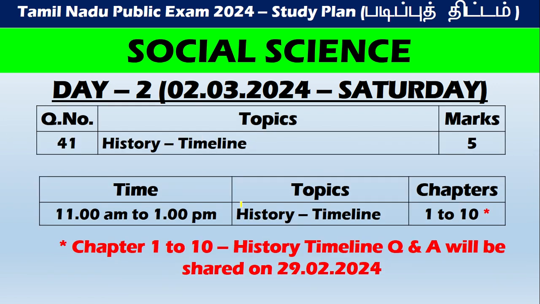So next one is history timeline. So history timeline பார்த்தீங்கன்னா அதுக்கு ஒரு 5 மார்க்கு. அது இது எழுதி முடிச்சதுக்கப்புறம் 11 to 1 வந்து ஹிஸ்ட்ரி டைம் லைனில் நீங்கள் கான்சன்ட்ரேட் பண்ணணும். ஸோ 1 to 10 லெசன்ஸ் இருக்குது. ஸோ அதோட கொஸ்டின் ஆன்சர்ஸும் will be shared to you later.